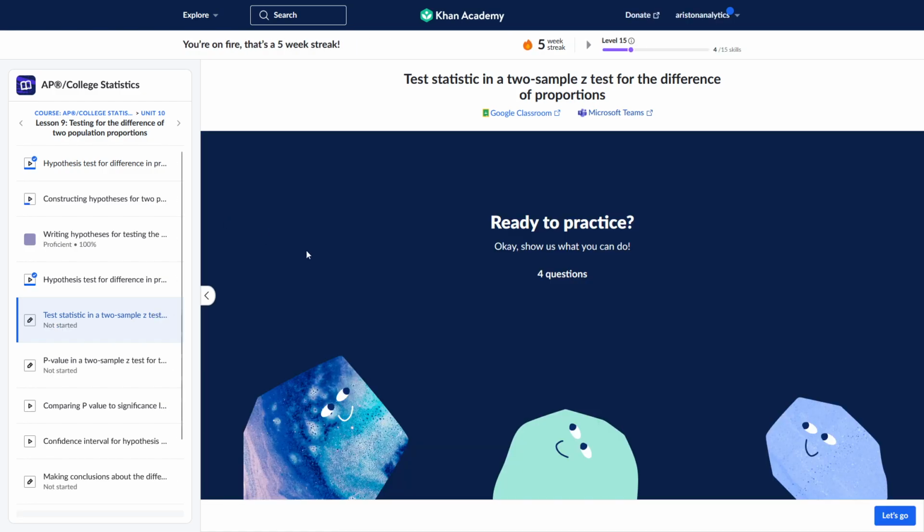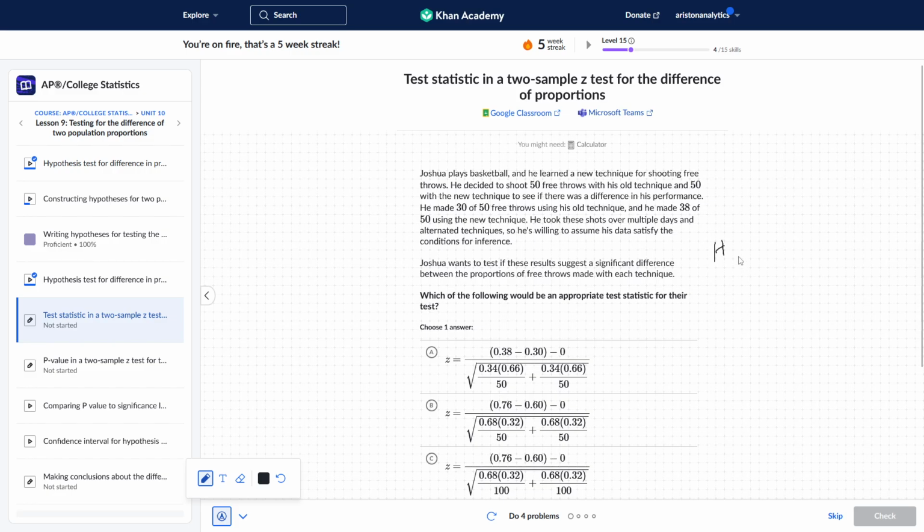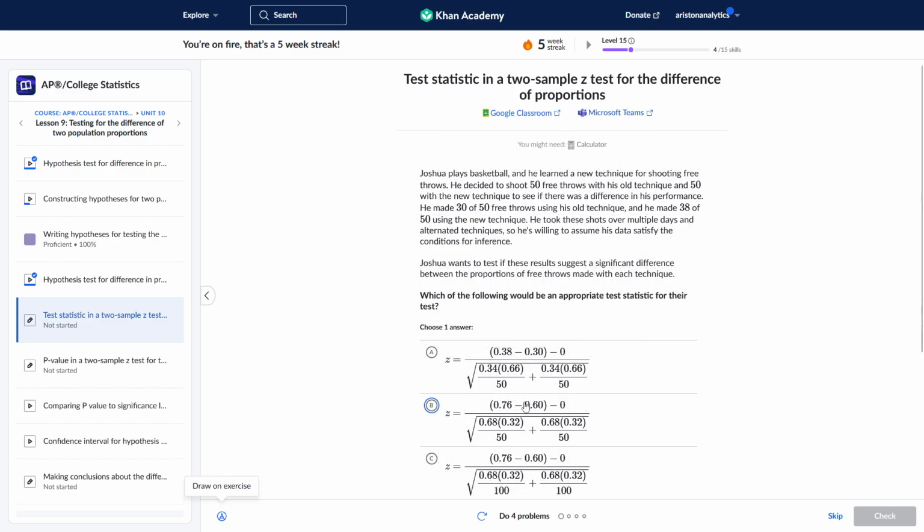Yep. Let's try this out. Okay, 50 throws. Null. Alternative. Oh, well, it's not even asking for anything related here. It's just asking for the z statistic. Okay, that's fine.